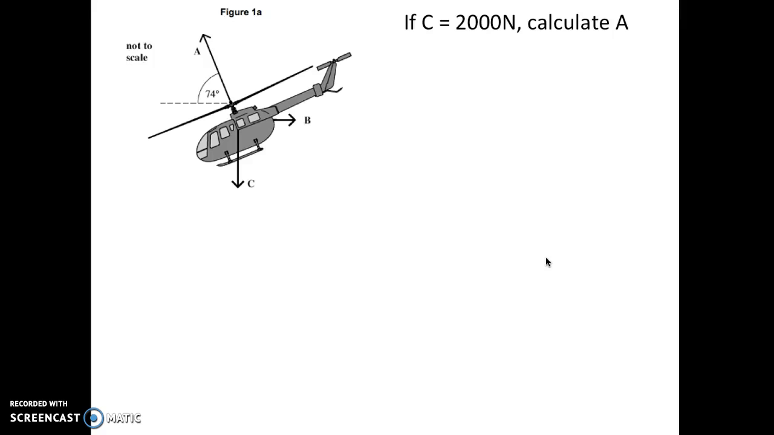I just wanted to give you a couple more examples because I appreciate that resolving forces can be quite tricky. So here's your first one. This is a helicopter and the downwards force, probably weight, is equal to 2,000 newtons and you need to calculate A. The steps you would follow are as follows.